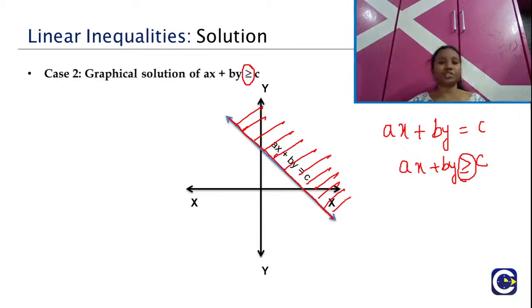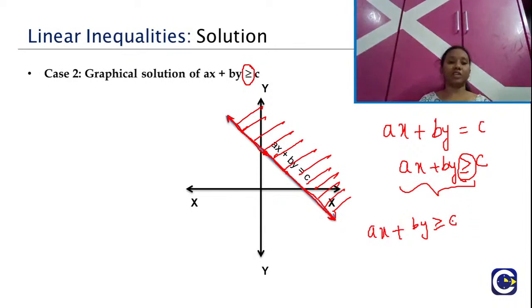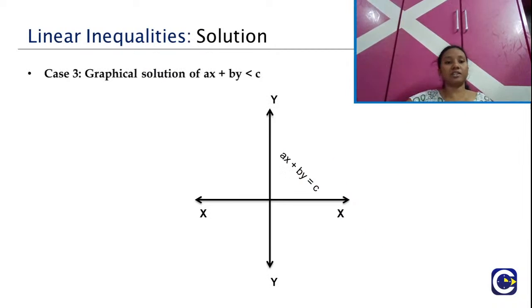So this will be my solution of this second case, when I have my equation with inequality greater than equal to. Whenever we are having equal to, that particular thing will also be included. So here, our line will also be included, that is ax plus by equal to c. The points which lie on this line will also be considered as solutions for this inequality ax plus by greater than equal to c. Right, so this is our second case of graphical solution. Let's move on to the next case.